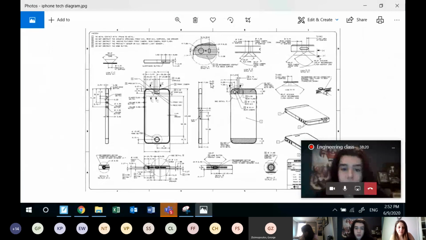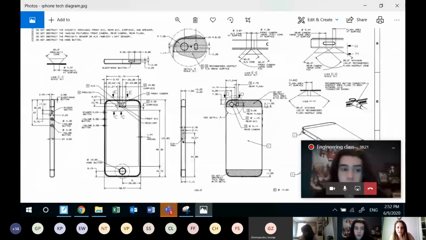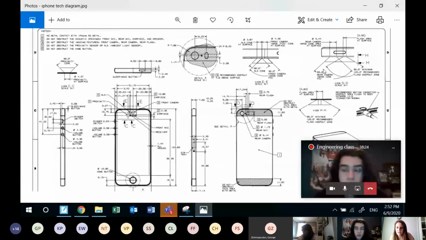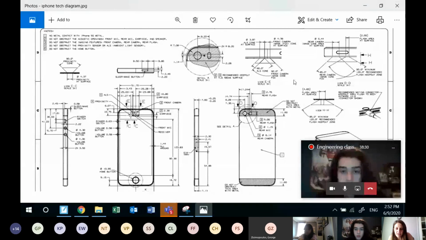If you take a look at the image, you see how many times they mention the angles for the flash, for the rear camera, for what else? The front camera. It's very detailed that way. Good. And the last one for today is page 87, tolerance.